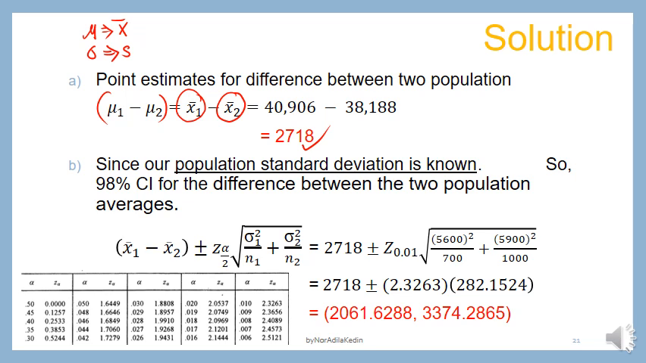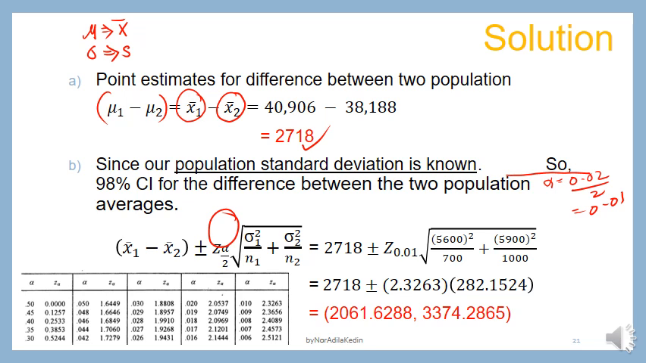And then the second question, dia suruh awak cari 98% confidence interval for the difference between the two population. So tadi saya bagi tahu population variance is known. So refer formula yang pakai standard normal table. Since awak kata 98% CI, so your alpha will be 0.02 divided by 2, 0.01.